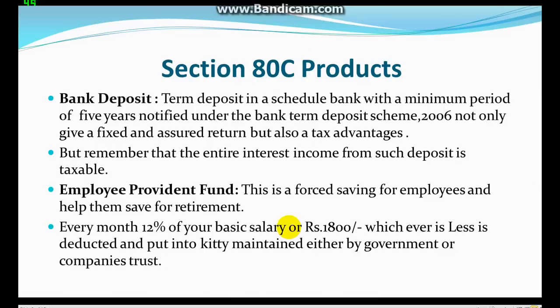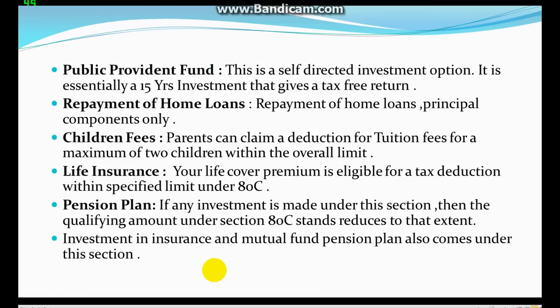Employee Provident Fund. This is a forced saving for employees and helps them save for retirement. This is the deduction made by employer on the part of employee. Every month 12% of your basic salary or rupees 1800, whichever is less, is deducted and put into a kitty maintained either by government or company's trust. So this is a provident fund which will be deducted by your employer every month from your salary. On this provident fund you are going to save tax.